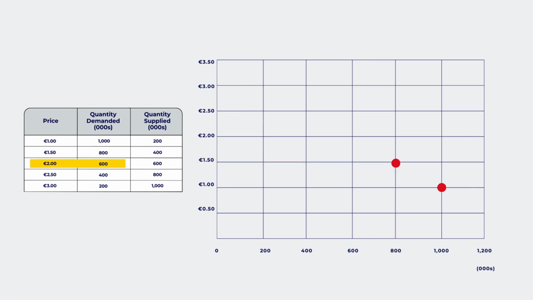Now we have €2 at 600 units. Where these two intersect, we'll leave a mark. When cereal is priced at €2, the quantity demanded by customers is 600 units. Next, at €2.50, the units is 400. Where these two intersect, we'll make a mark. So at €2.50, the quantity demanded for our cereal is now 400 units. Finally, we have €3 and 200 units. We'll make a mark here, where these two lines intersect.